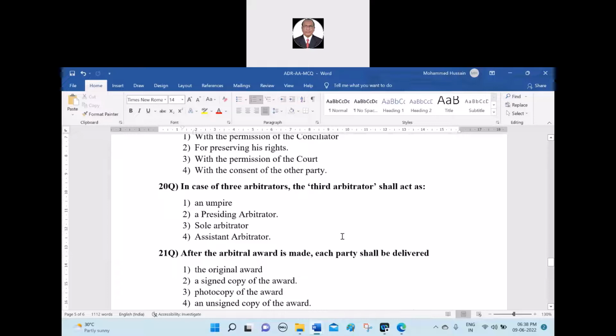Yes, unmute and read the 21st question. Question 21. After the arbitral award is made, each party shall be delivered, number 1, the original award. 2, a signed copy of the award. 3, photocopy of the award. Fourth, unsigned copy of the award. It is not a tough question. Just look at it carefully.